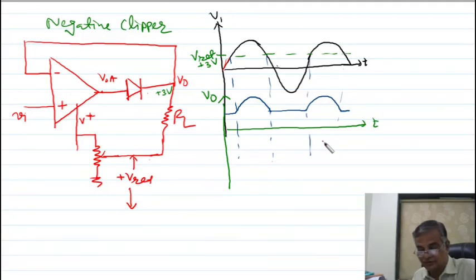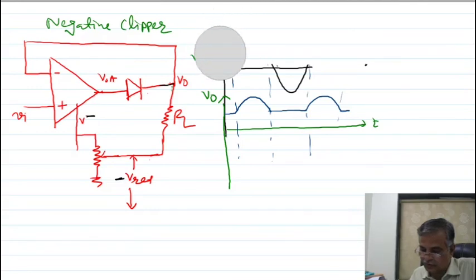Now, it is very easy to understand. Now I am giving a negative reference voltage. Then what will happen? Let us check. This is V minus I am giving, a minus reference voltage you are getting here. Okay, so let us draw this circuit here.